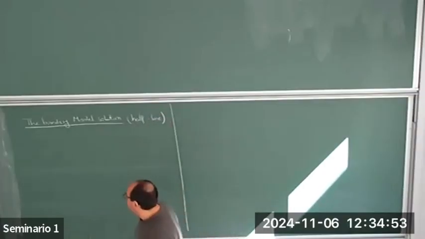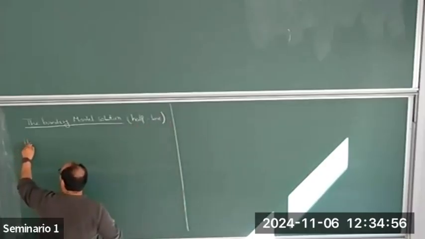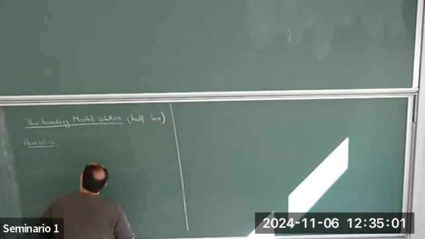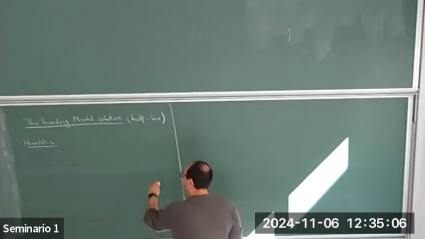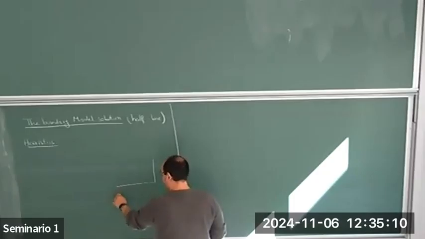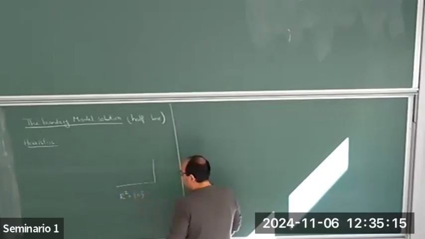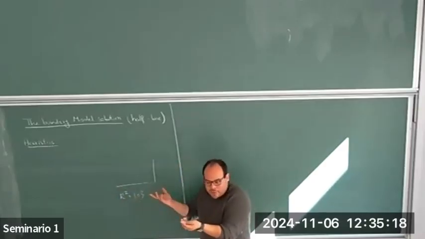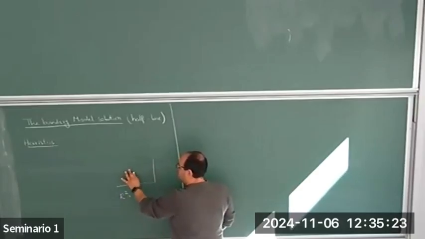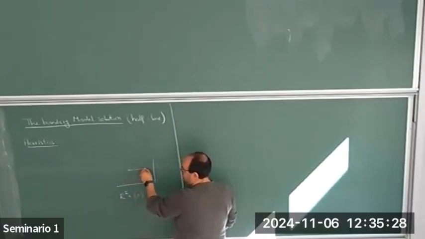So let's discuss quickly the heuristics briefly. So I want to do a model for a solution that is in R2 minus a point. So the point is the boundary. And I want to find a solution whose nodal set is half a line. So something like this.